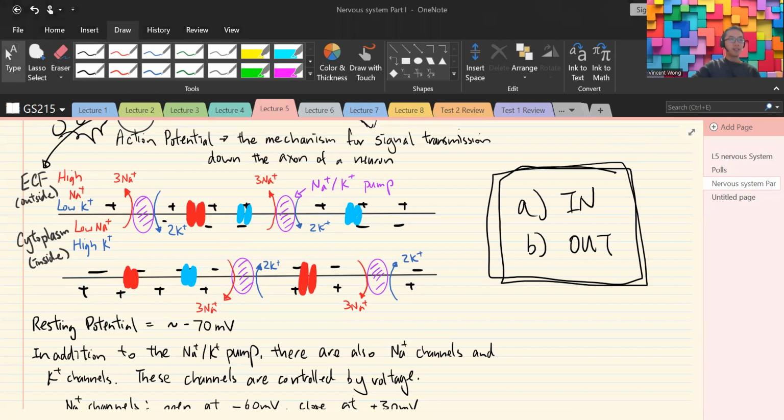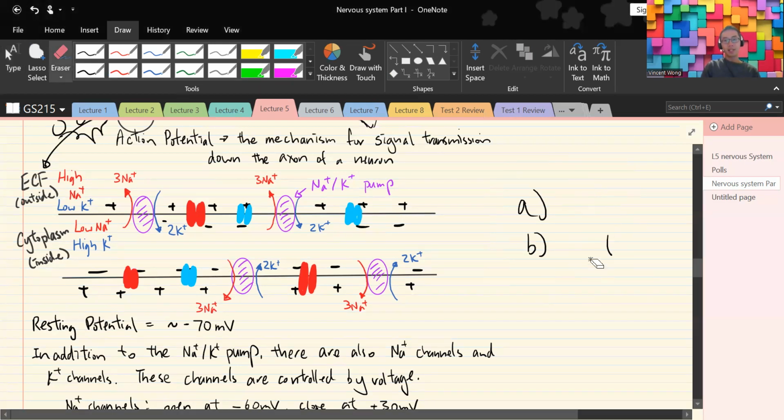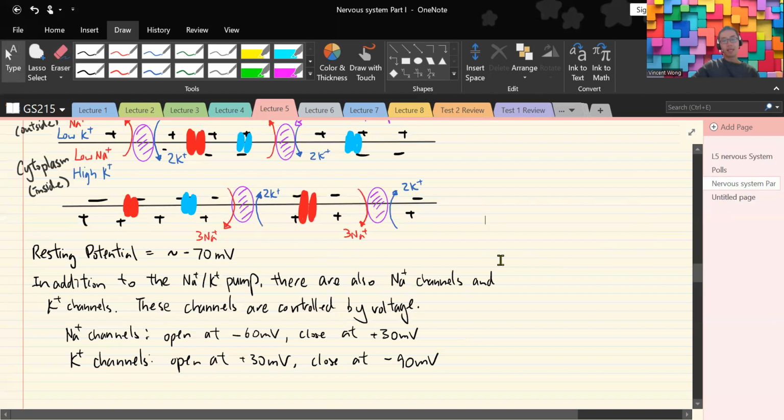Not as definitive as I would have liked. The correct answer is in. The reason is because things naturally go from high concentration to low concentration, right? We have high sodium on the outside and low sodium on the inside, so when you open these sodium channels, the sodium would come in. Similarly, when you open the potassium channels, the potassium would leave the cell because we have high potassium on the inside and low potassium on the outside. So that's something to keep in mind.